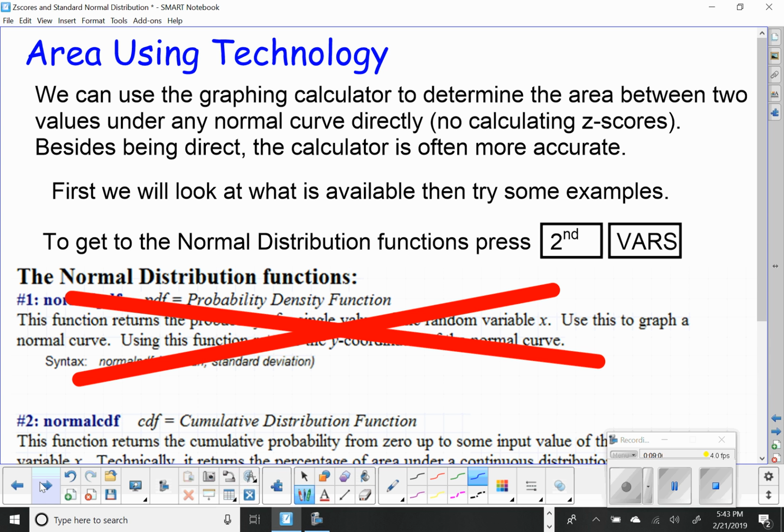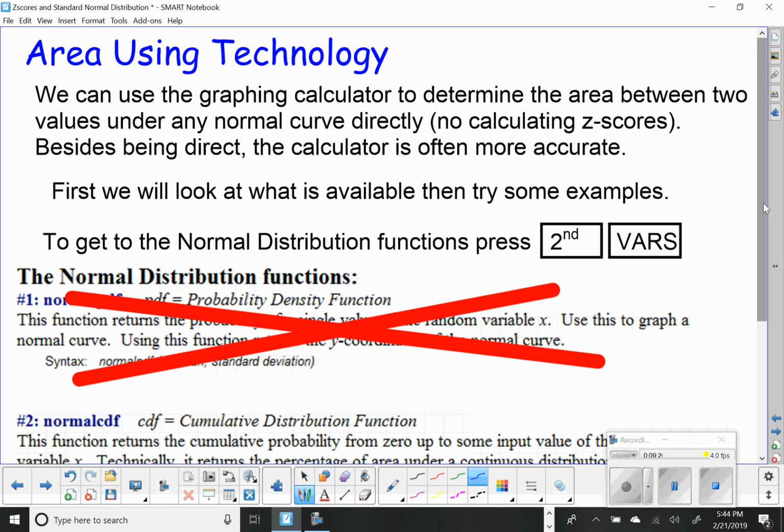Now, here's the funny thing. The calculator will do it, and you don't have to compute z-scores. If you use Desmos, you still have to compute the z-score. At least I haven't figured out the way not to. There might be one out there, and if and when I do, I will show it to you. Either way, it's not too bad.